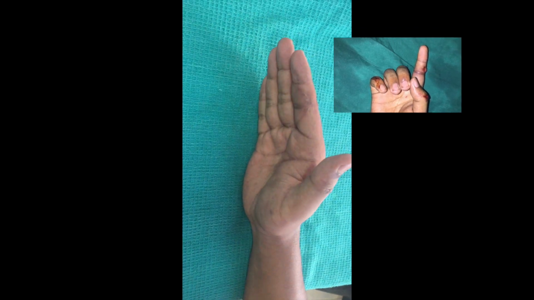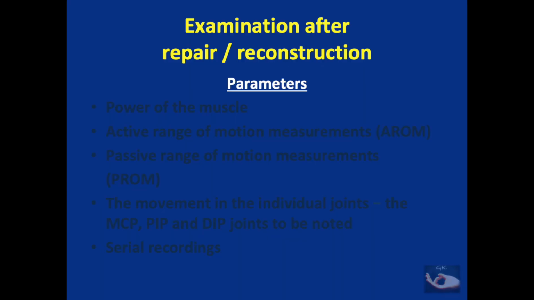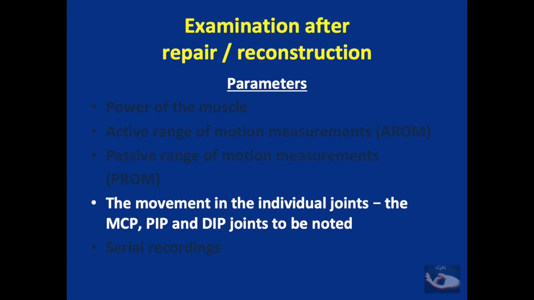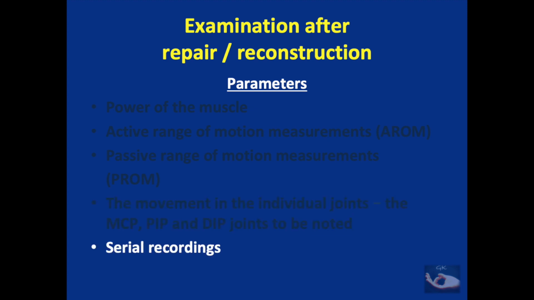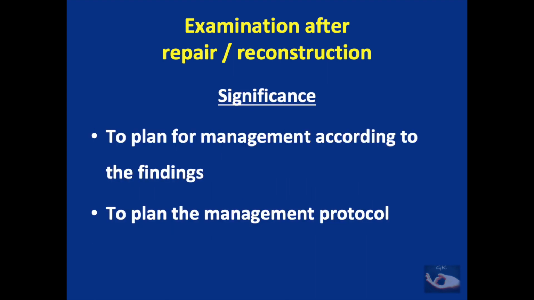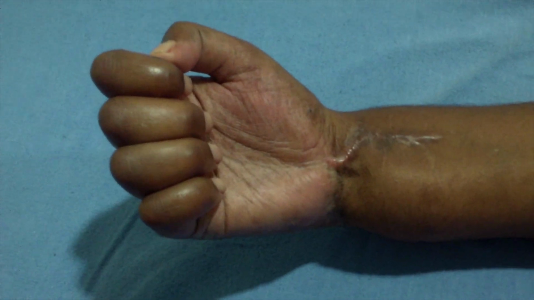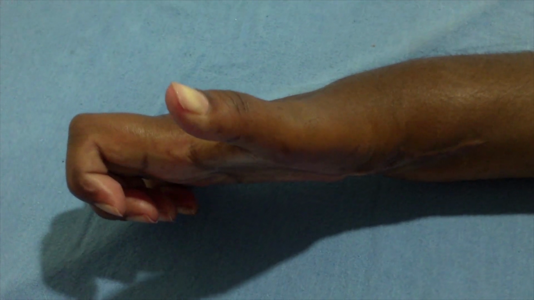as in this patient who sustained an injury to the zone 2 flexors of the index finger. The specific parameters to be noted are the power of the muscle, the active range of movements, and the passive range of movements, and these movements must be recorded in the individual joints, the metacarpophalangeal joint, the proximal interphalangeal joint and the distal interphalangeal joint. These recordings must be made serially to note the progress or lack of it. The significance of these recordings is to plan the management according to the findings. If the active range is 0 and the passive range is 0, there is a problem in the joint and it requires a joint release. Like in this patient who presented 3 months after a flexor tendon repair and has not undergone any physiotherapy.